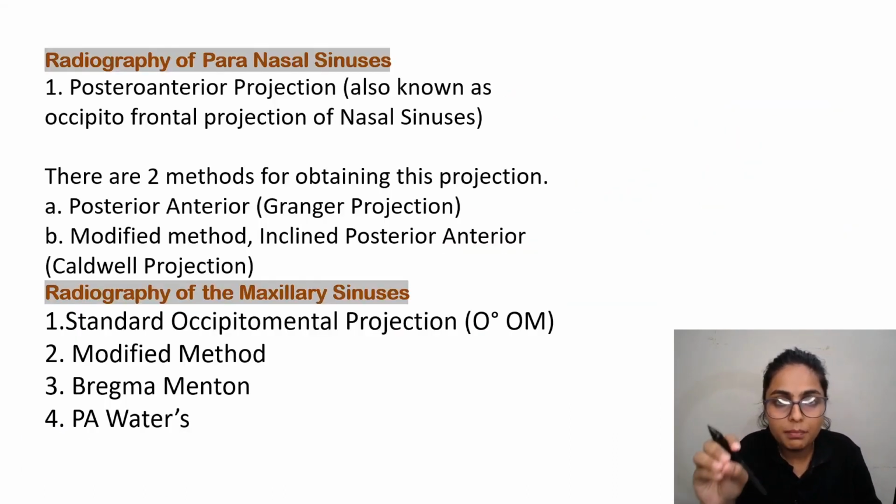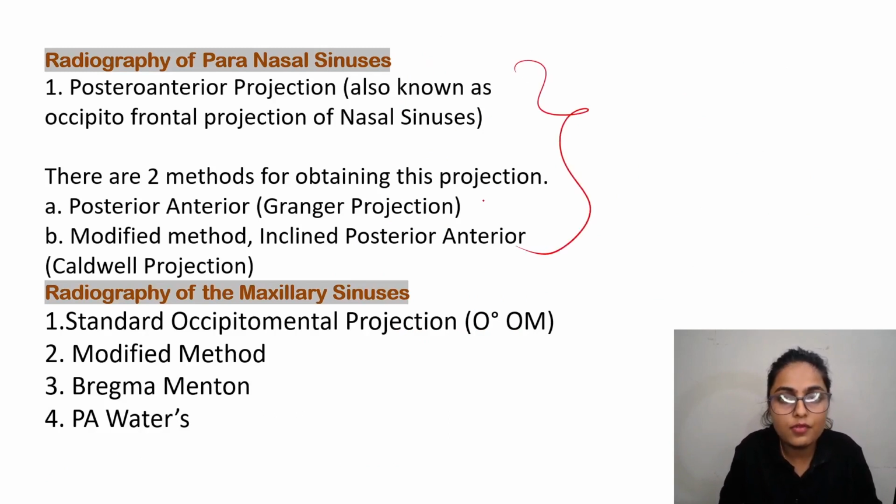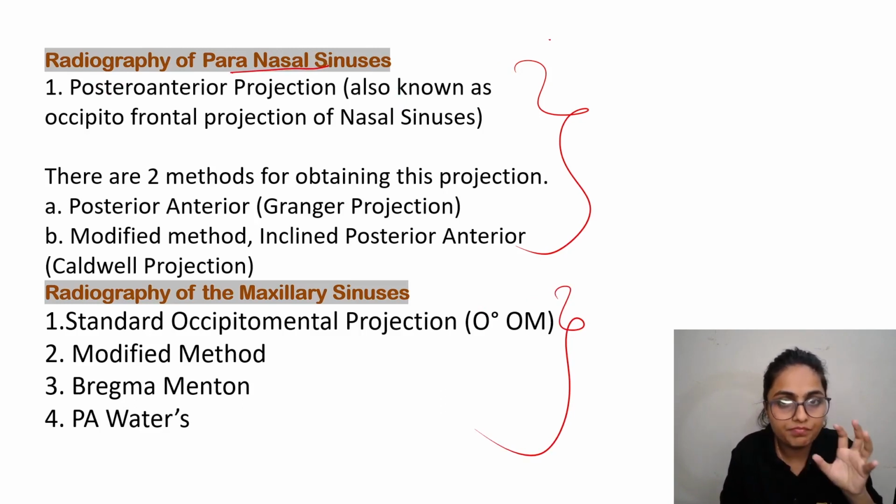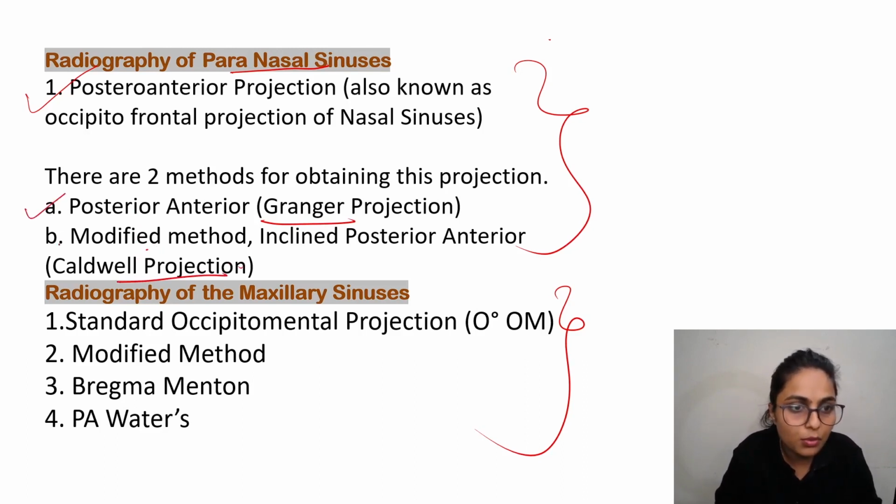Now, I have just put up the radiographs which are advised in cases of sinusitis. There is a set of radiographs for all the sinuses, and a set of radiographs for only the maxillary sinuses. If you want to check all the sinuses, you can just advise a PA projection. There are two methods for this PA projection. First is the granular projection, normal. And there is a parallel projection, which is a modified version of this PA view.